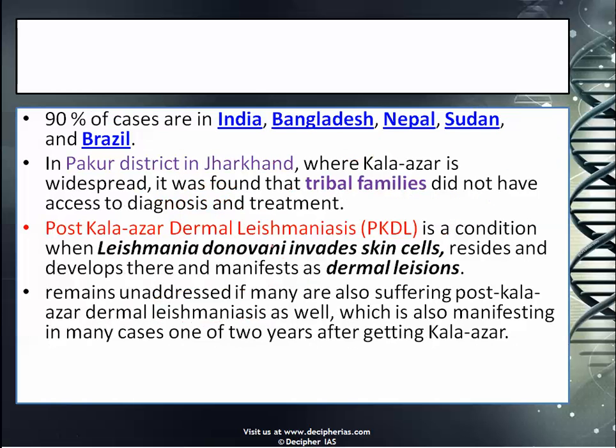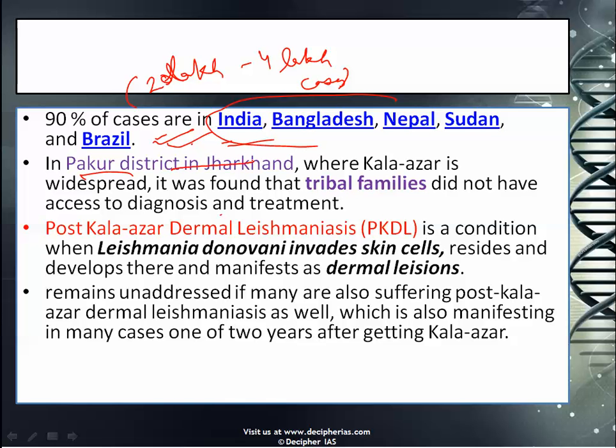So let's move ahead. Now 90% of the cases are in India, Bangladesh, Nepal, Sudan and Brazil. So 90% of the cases means out of a total of 2 lakh to 4 lakh cases, 90% are in these 5 countries. So we should have more initiative in these 5 countries. In Pakur district in Jharkhand, Kala-Azar is widespread, as it is found in tribal families who do not have access to diagnosis and treatment.